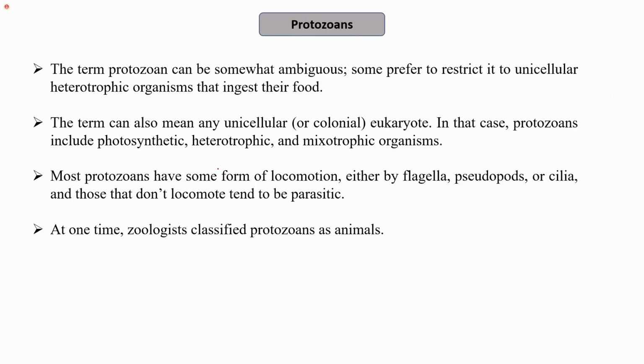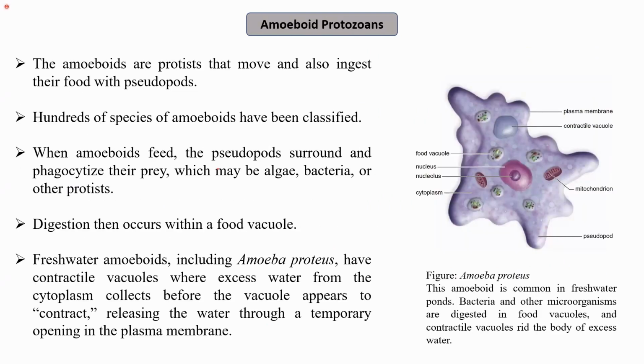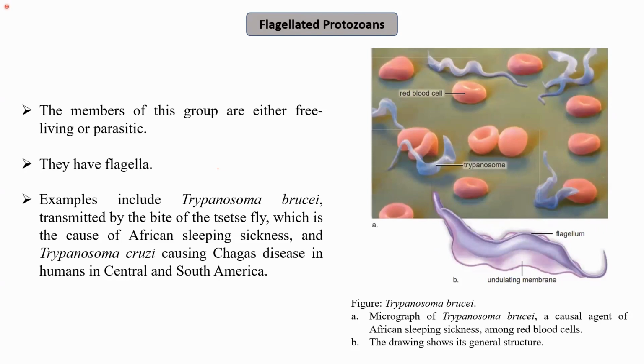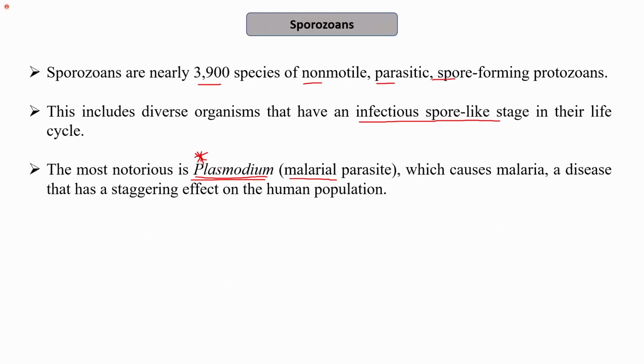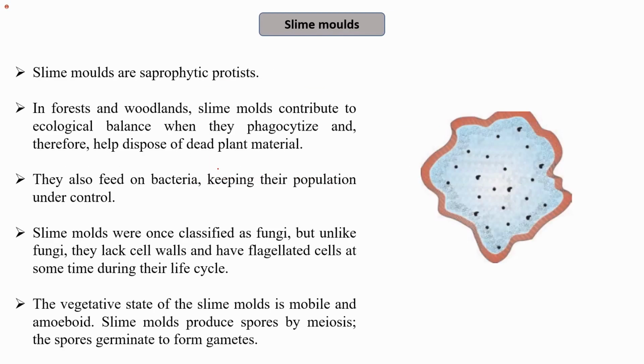We can just quickly go through them once again. Protozoans are amoeboid, for example Amoeba proteus; flagellated protozoans like Trypanosoma cruzi; ciliated protozoans, for example Paramecium; and sporozoans, for example Plasmodium falciparum and Plasmodium vivax, the malarial parasites, the disease-causing Plasmodium that causes malaria. The next is slime molds in Kingdom Protista.